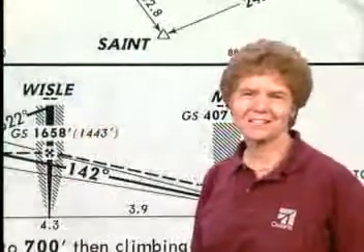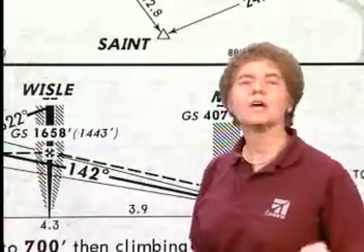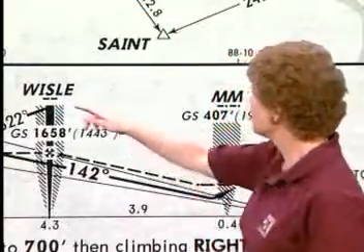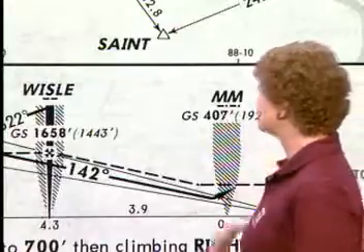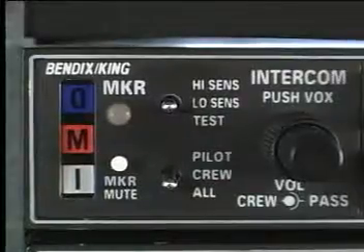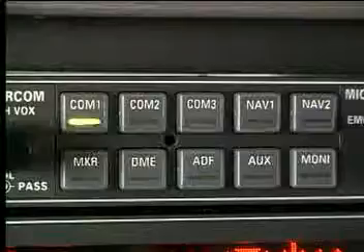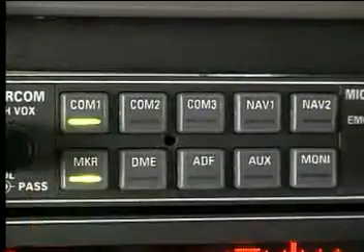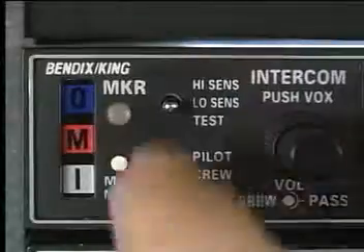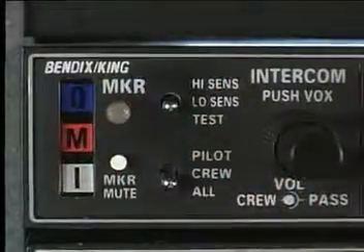Now, just in case this sequence gets away from you, Jet prints it out right here in the profile view. Fortunately, you don't have to tune a marker beacon receiver. Just make sure the audio is selected on your audio panel and set the sensitivity to low.